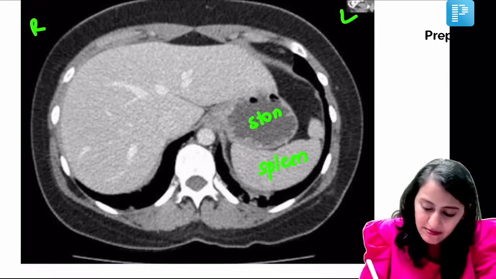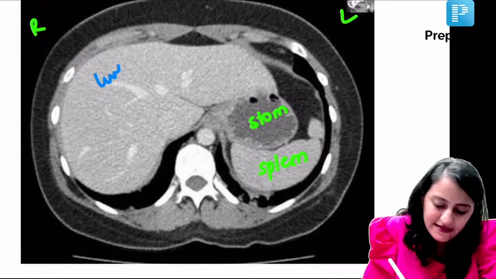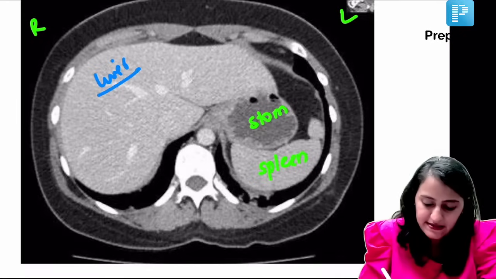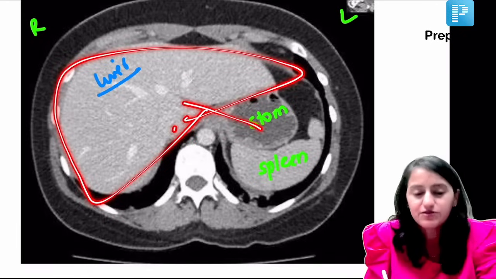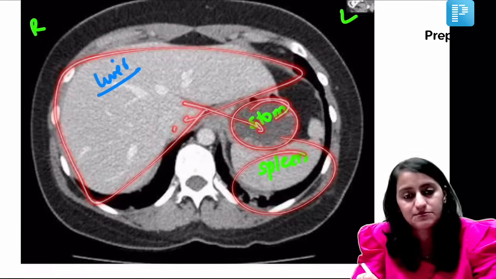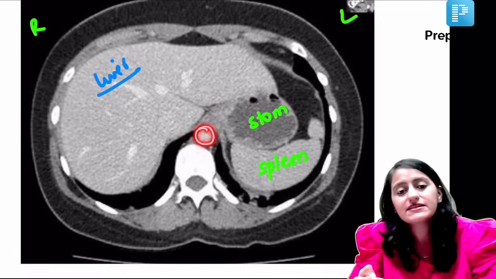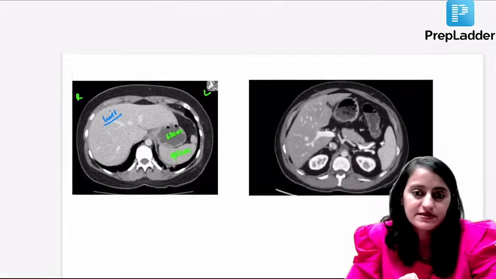This is the stomach here, and on the right side, this is the liver, right? This one that you are seeing here is the liver. To the left is the stomach, and then is the spleen. And this one here is the aorta. Okay, this one here is the aorta.